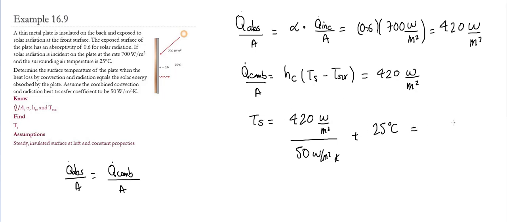And solving for Ts, we find that to be 33.4 Celsius. So notice that the result does make sense. The surface temperature is higher than the surrounding air temperature. And once again, we do this problem by doing a balance of energy between the energy absorbed, the heat transfer absorbed per unit area, and the combination of both the radiation and convection.